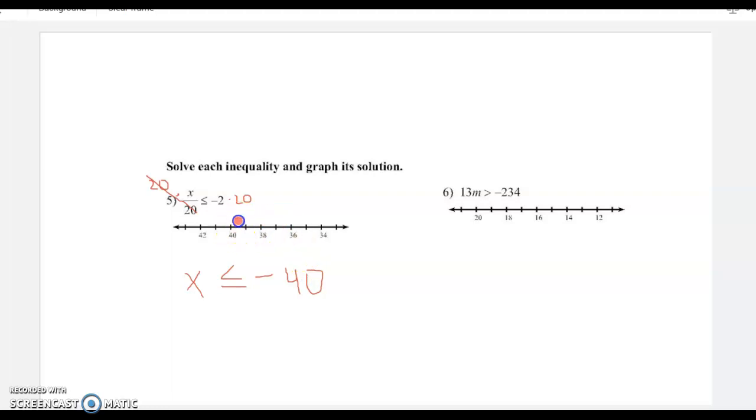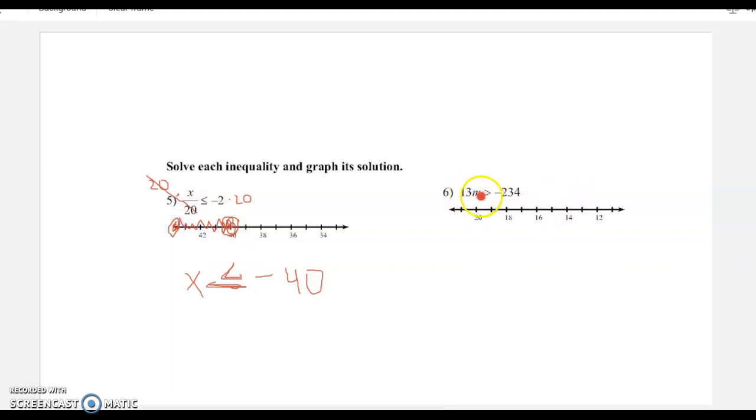So now I would go to negative 40. Looks like the negatives aren't showing up on the number line copy here. Hopefully they do on your paper. Yeah, they are there on your paper. So we're at negative 40. It is also equal to, so I would fill in the dot. It is less than, so numbers less than would be to the left.